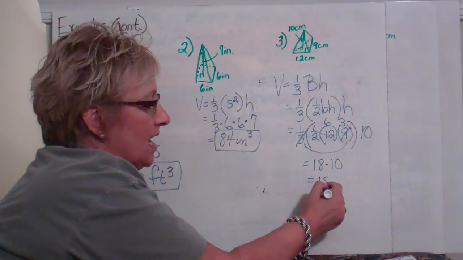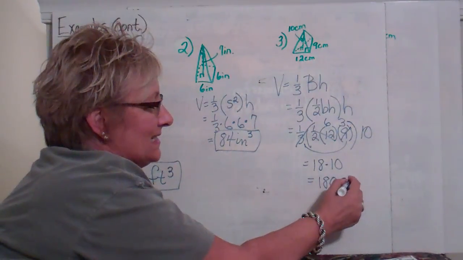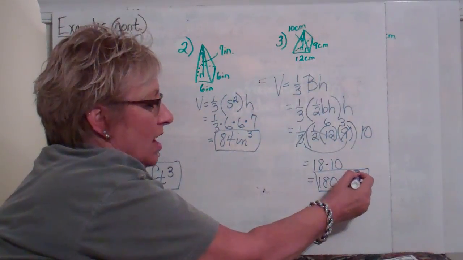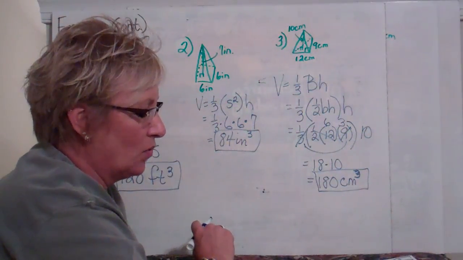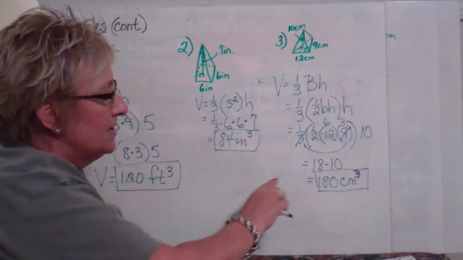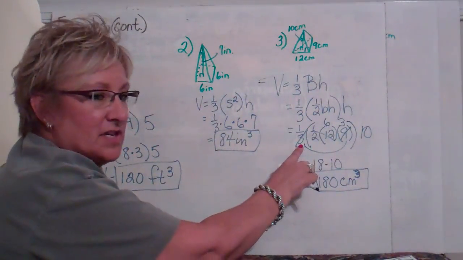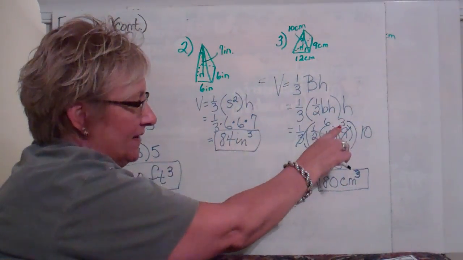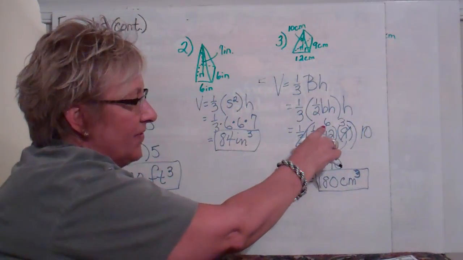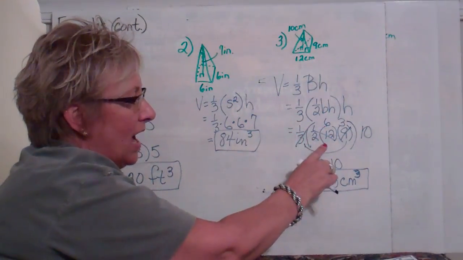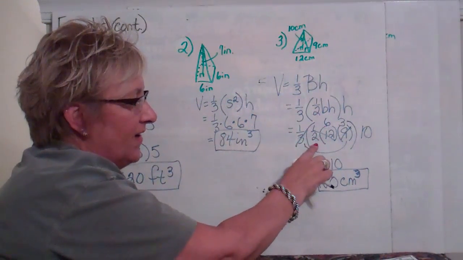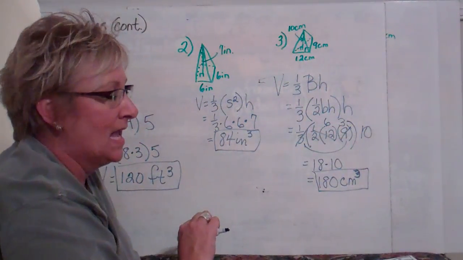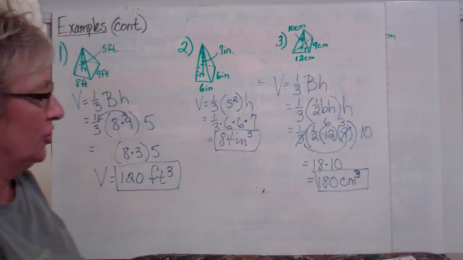is going to give me 180 centimeters cubed. And I have to write it as cubed because it's always going to be cubed. Alright, so here what I did was I found a number that I could multiply 1/3 into evenly, which was 9. That gave me 3 left over. I could halve 12. That gave me 6. So now I don't have to halve and find a third or a half of anything anymore. I can just multiply 6 times 3 times 10. And that's how I got 180 centimeters cubed.